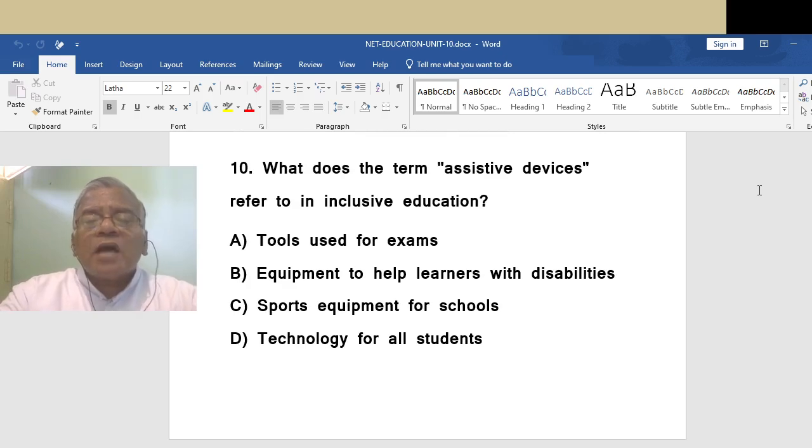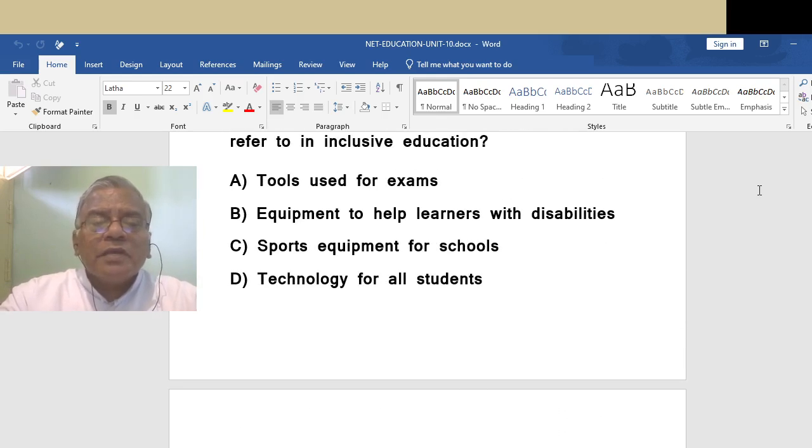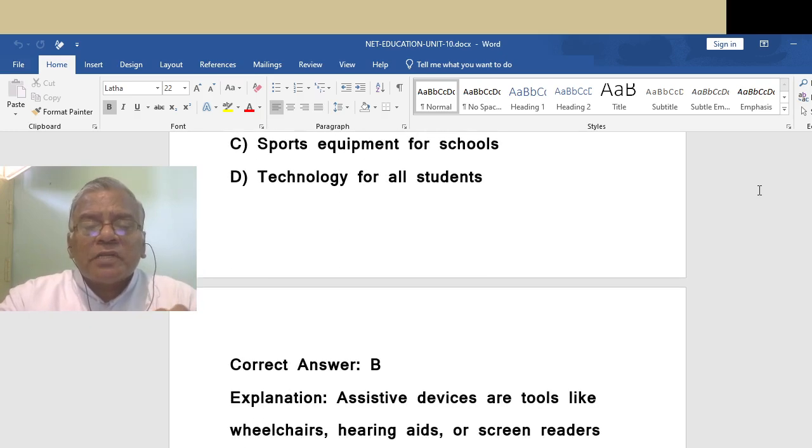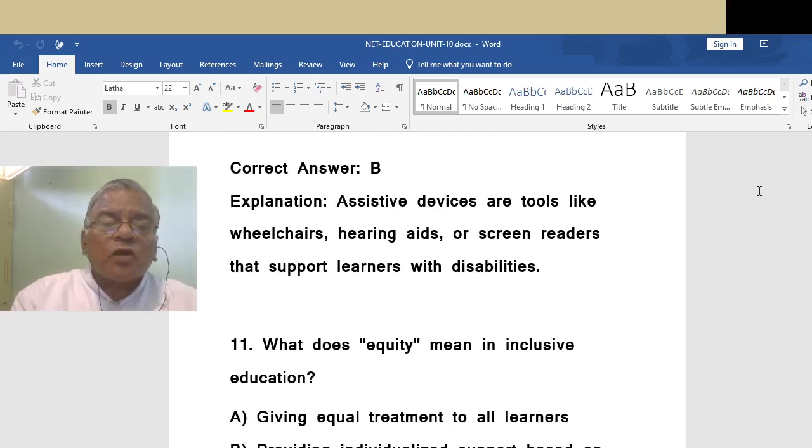What is the term assistive devices referred to in inclusive education? Tools used for exams, equipment to help learners with disabilities, sports equipment for schools, technology for all students. That is, equipment to help learners with disabilities. Assistive devices are tools like wheelchairs, hearing aids, or screen readers that support learners with disabilities.